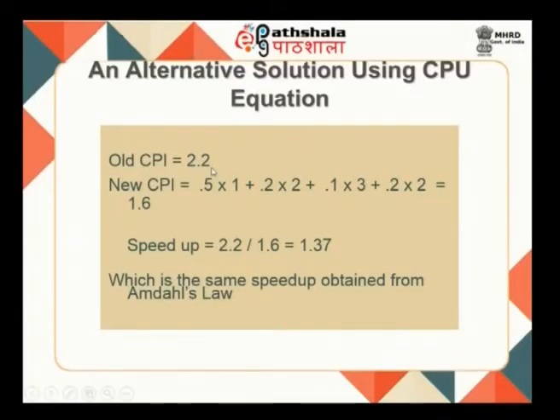So if you try to do the same calculations using your CPU performance equation, which we looked at earlier, now your old CPI value as calculated earlier is 2.2. Now your new CPI value is, do the new calculations, 0.5 into 1, 0.2 into 2 plus 0.1 into 3 plus 0.2 into 2, which works out to 1.6. So the new speed up works out to 2.2 by 1.6, which is 1.37, which is obviously the same as the value obtained using Amdahl's law. So you can calculate the quantitative speed up values either using the CPU performance equation or you can use Amdahl's law.